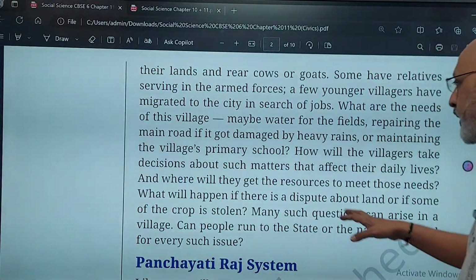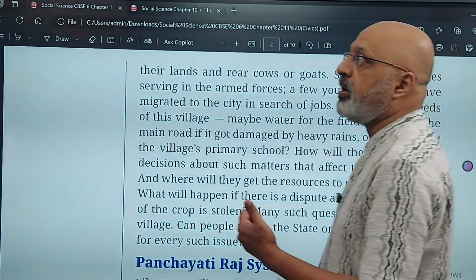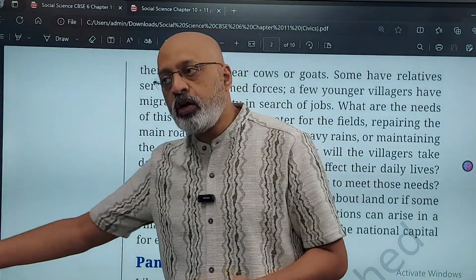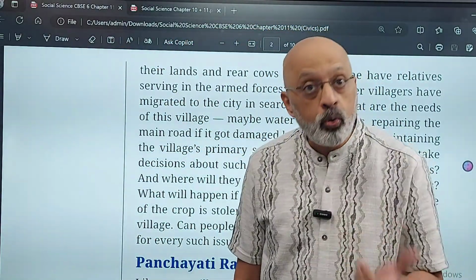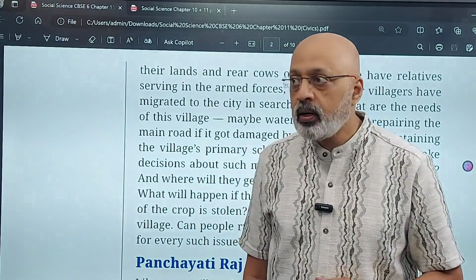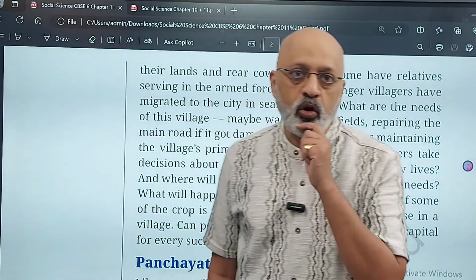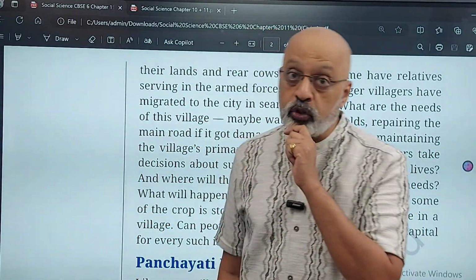Okay. What will happen if there is a dispute over land, or if some crop is stolen? You suddenly find that you are very close to the hills, that कोई भालू या कोई शेर या कोई leopard comes and kills the cows in your village or kills the goats in your village. So there is a problem.